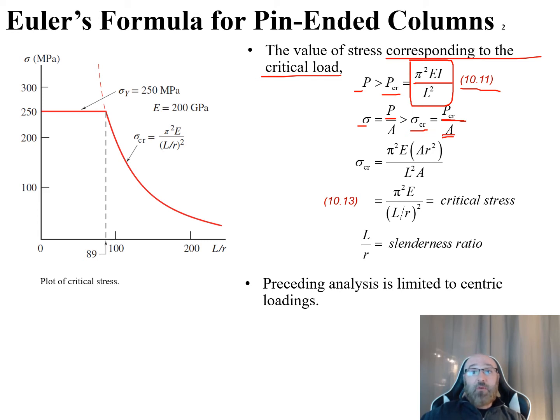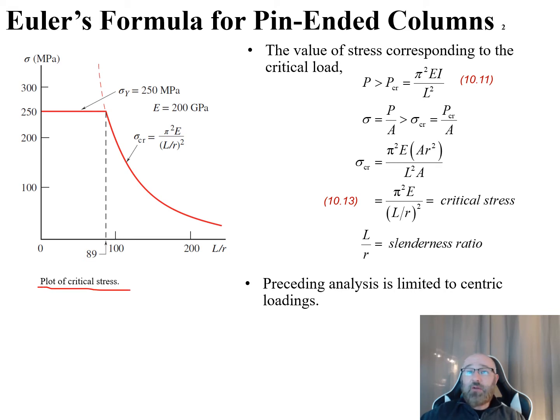So from this, we now have a relationship that our critical stress, our sigma sub CR, is equal to our pi squared times our modulus of elasticity times A r squared all over our L squared A, which we can reduce down and simplify to our critical stress that we saw in our equation 10.13, which is our pi squared times our modulus of elasticity all over L over r squared, where we saw that the L over r was our slenderness ratio. So with these equations and relationships, what we want to do next is take a look at our plot of critical stress. We can see that in our diagram on the top left over here, where on our x-axis we have this L over r, which we defined as our slenderness ratio.